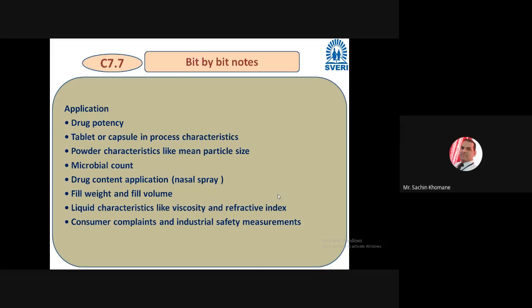Powder characteristics like mean particle size. Powder characteristics in medicine, how much thickness and how much smoothness the powder should have, they also check in the medical industry. Microbial counts: how many microbes are inside that chemical and medicine.